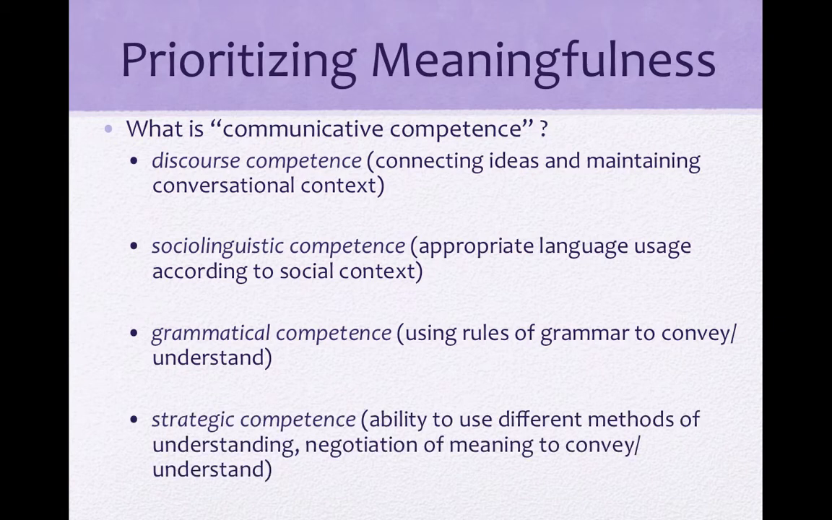And then you have strategic competence, and this is the ability to use different methods of understanding, negotiation of meaning, ways to make yourself understood or to be understood by someone else. So those 4 elements play a big part in communicative competence. You can see we're trying to get at it from very different levels as well. And I would say that under sociolinguistic competence, one really big element is culture. What are the cultural norms for the language that you're trying to communicate in?